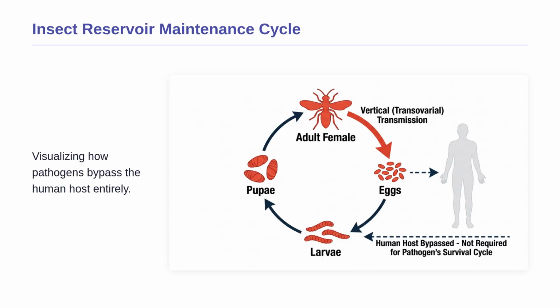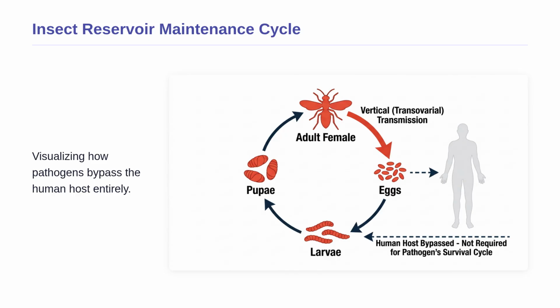Now that we have proven how to collapse a reservoir, let us visualize the entire process. In this diagram, you are looking at the insect reservoir maintenance cycle. Notice the circular path connecting the adult female, eggs, larvae, and pupae. The most critical part of this diagram is the arrow labeled vertical transmission, pointing directly from the adult female to the eggs. This shows the pathogen being passed on before birth.